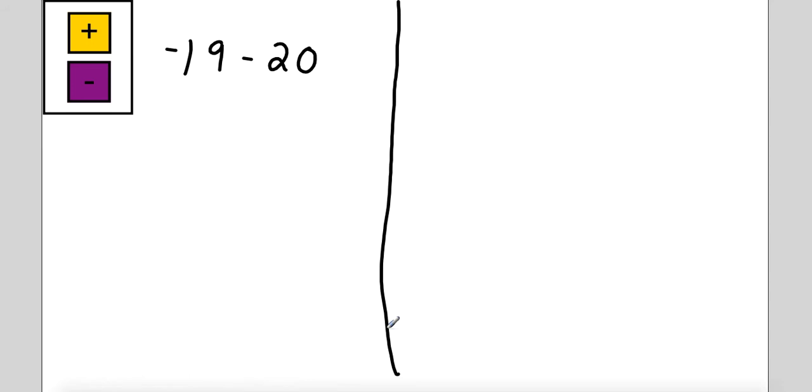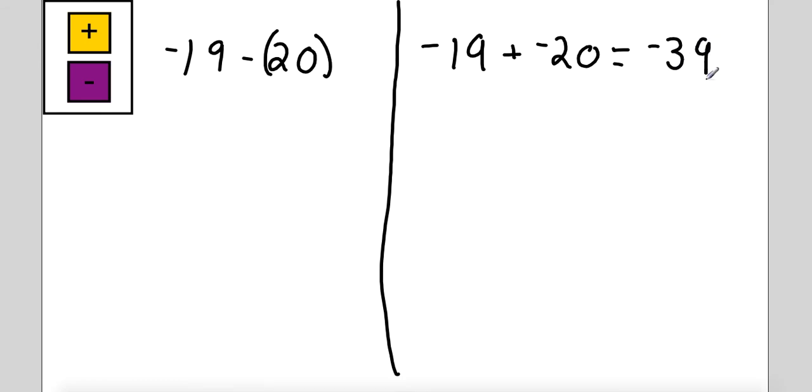Now that you've had some time to try this problem on your own, let's do it together. So we have negative 19. We're going to keep this the same. Instead of subtraction, we're going to use addition. And instead of positive 20, because this is a positive 20, we're going to change this to a negative 20. And you're going to see really quickly, this is just adding two negatives together. Negative 19 plus negative 20 is negative 39. So when you add two negatives together, again, they become a very large negative.